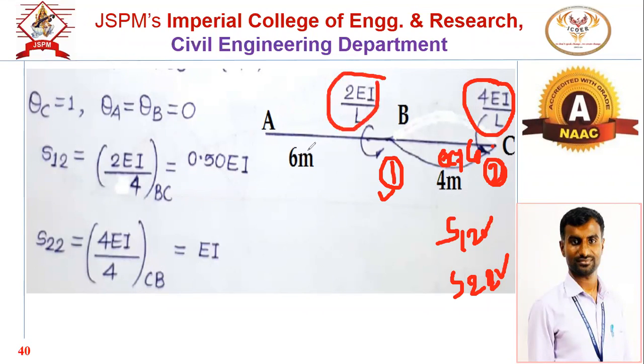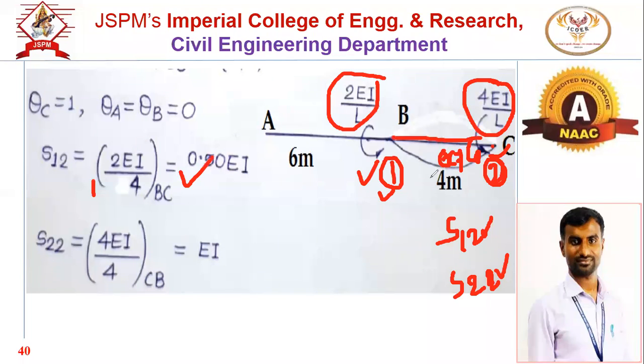So S12, the stiffness at 1 due to the rotation at 2, will be 2EI/L. Here L will be the BC span, because this moment is due to the rotation at C. So that's why we have to consider the BC length, which is 4. So 2 by 4, that is 0.5 EI. EI is constant for BC.